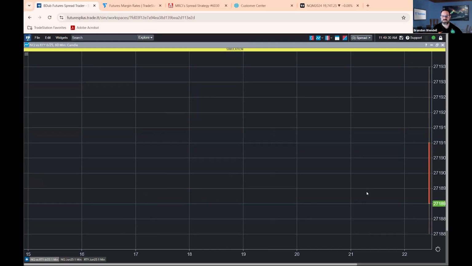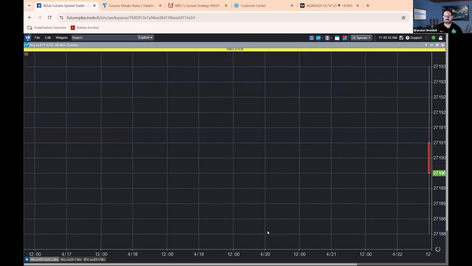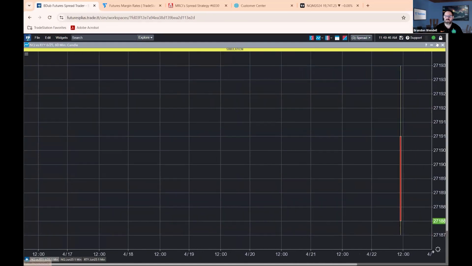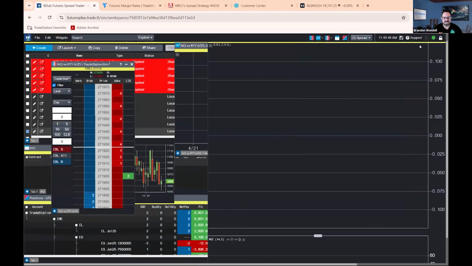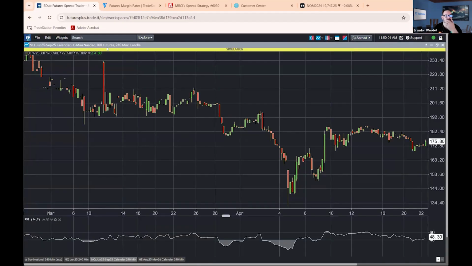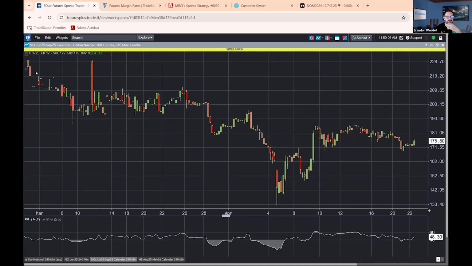And hopefully that populates soon. For some reason, it takes a few moments for it to download all the data. I should have gone to one of my other spreads that already had the chart on. Let's see, what was this one? This is a 4-hour June, September NASDAQ. That's an intramarket spread, but this will work as well. Again, I can bring the other one back up in a moment too.